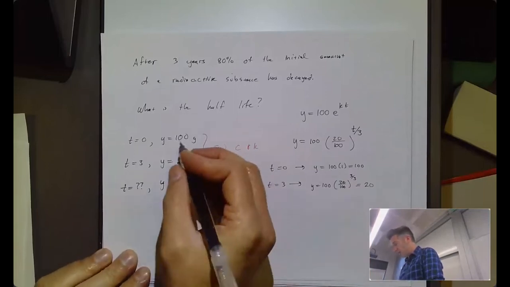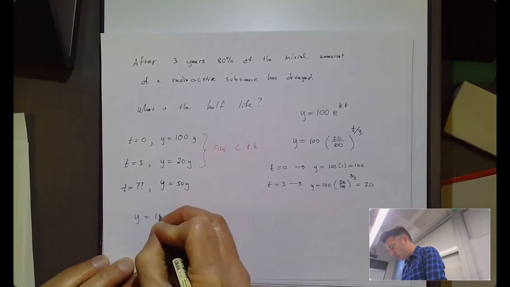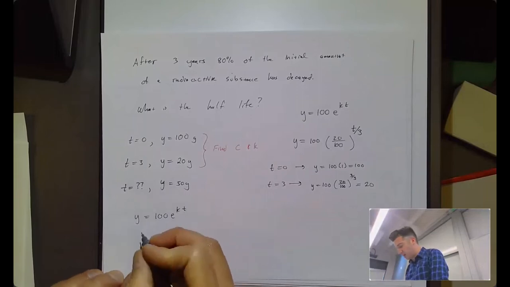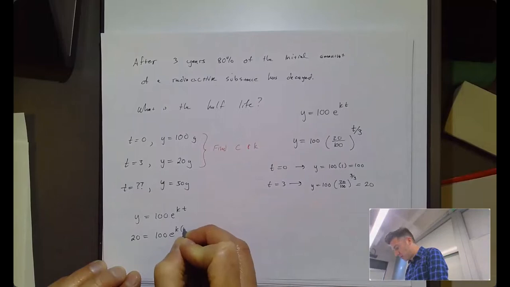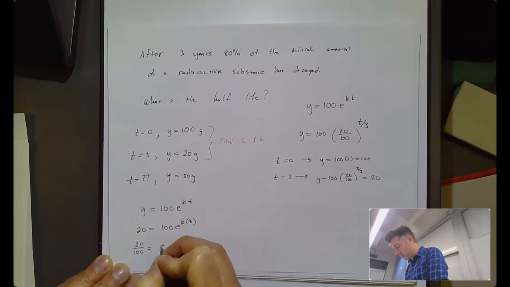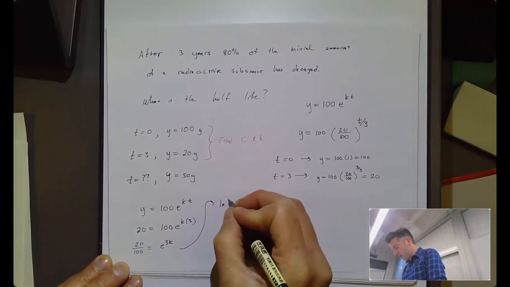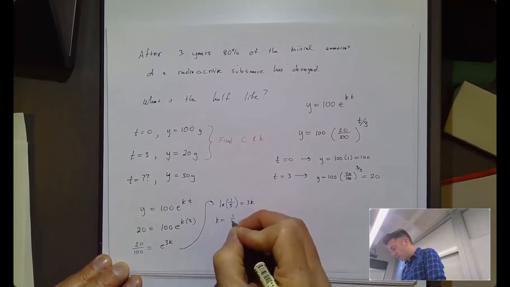Now, if we were going to do it the other way, where we say we have y equal to 100 e to the kt, and we plug in our t and our y value, let's see what happens. So 20 equals 100 e to the k times 3. Solve for k. 20 divided by 100 is equal to e to the 3k. And then we're going to take the natural log of both sides. So the natural log of 20 over 100, which I could reduce to 1/5, is equal to 3k. So k is equal to 1/3 natural log of 1/5.